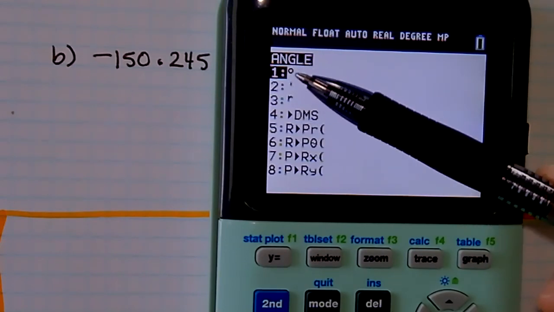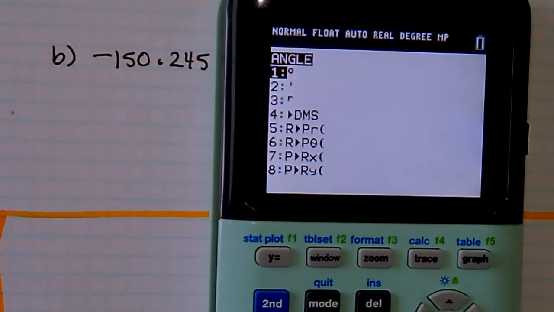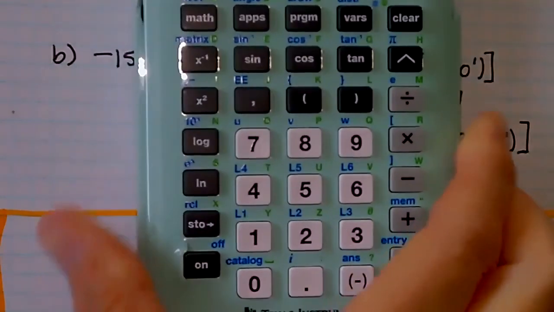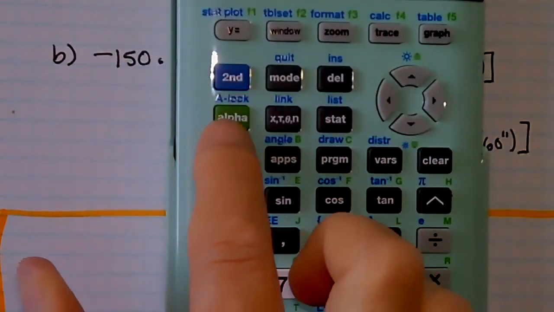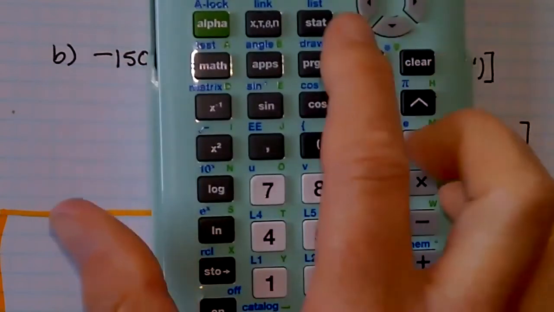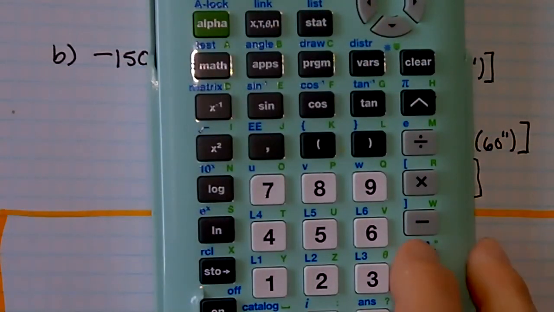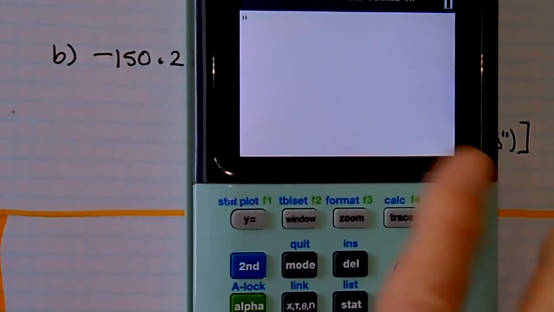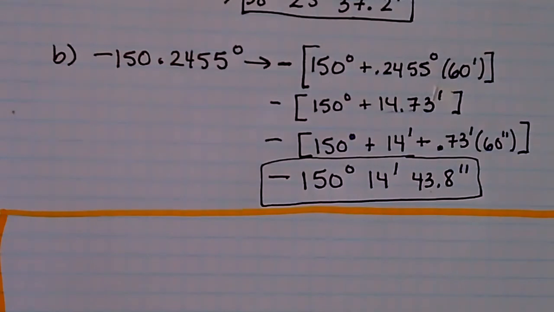Here, this is giving me the degree symbol. This is giving me the minutes. Now for the seconds is actually here in green on the plus sign. So anytime you want anything in green, you need to press the alpha. Okay, so let me just show you that. So alpha and the plus sign, and when I press alpha and the plus sign, you see you get your seconds. So let me just jot that down.